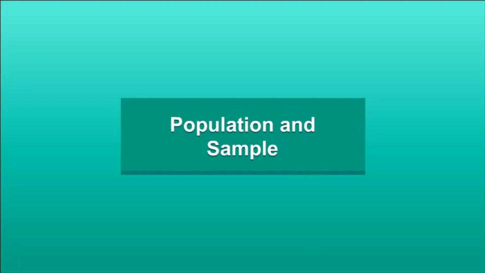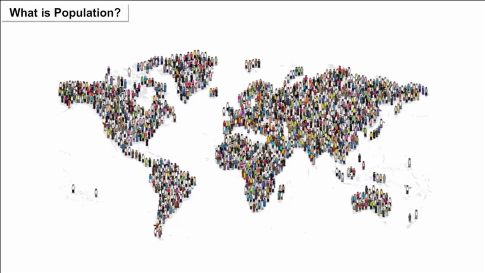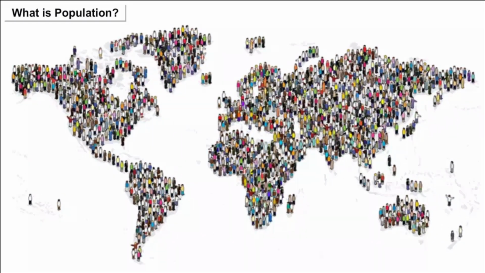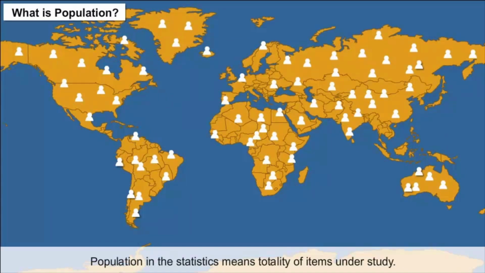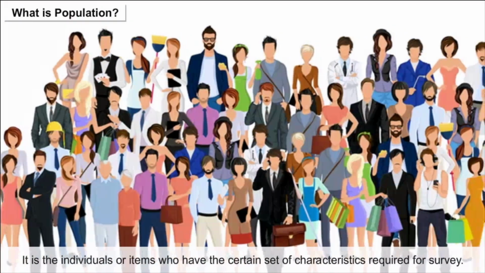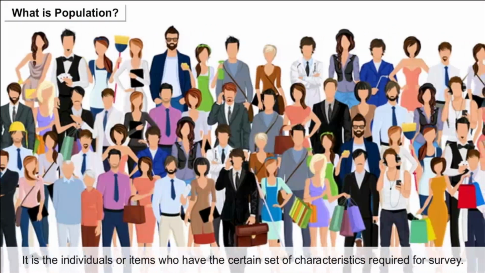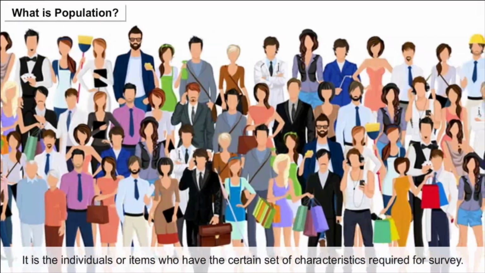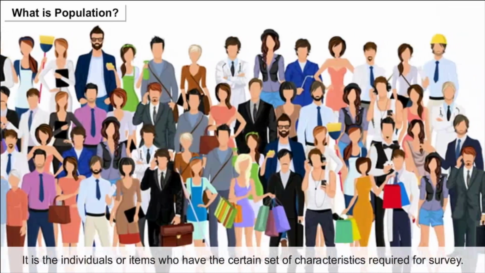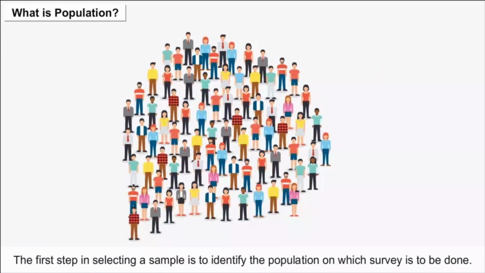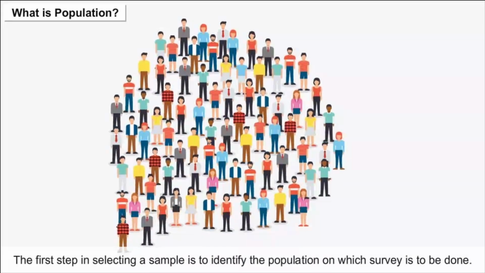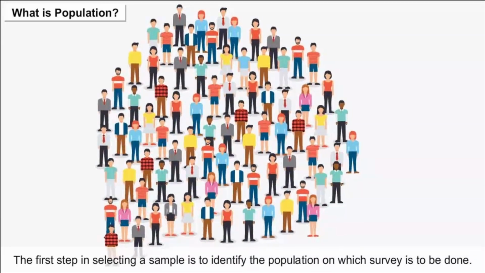Population and sample. What is population? Population in statistics means totality of items under study. It is the individuals or items who have the certain set of characteristics required for survey. The first step in selecting a sample is to identify the population on which the survey is to be done.